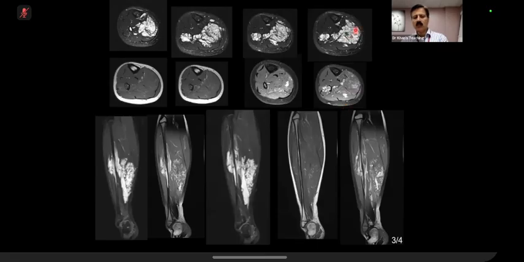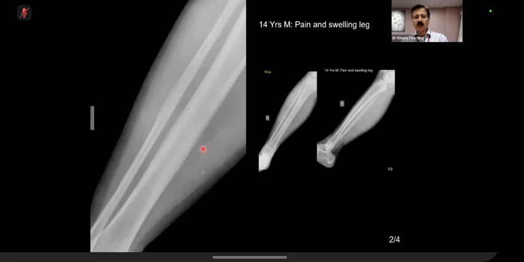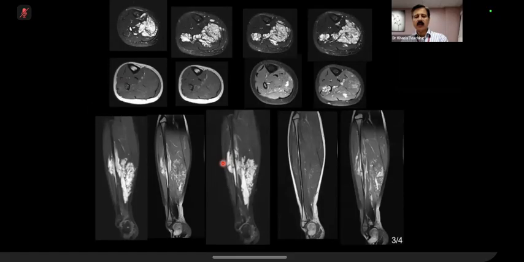And if you look carefully, there might be some fluid levels. For this case, the key finding was to pick up this. Events will never behave like this. You see, it is sitting far away. This is the fibula where the lesion is sitting, and it's very classical for an intramuscular hemangioma.